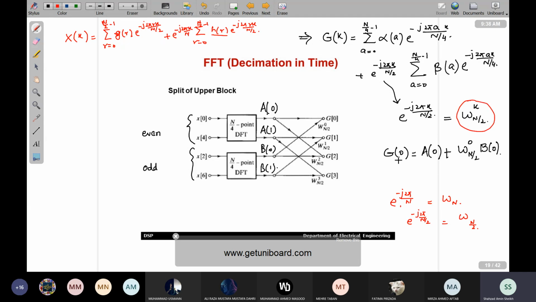So what will G0 be? A0 plus Wn over 2 0 B0, because k is equal to 0. What will G1 be? That would be equal to A1 plus Wn over 2 1 into B1. Similarly, G of 2 will be equal to A2 plus Wn over 2 B2, but we don't have A2 and B2, but we know that it is periodic, so that's why we are using A0 and B0 for G2, and we are using A1 and B1 for G3.